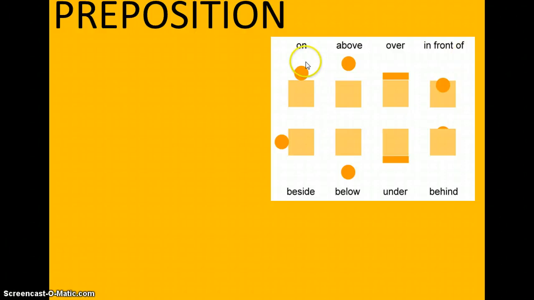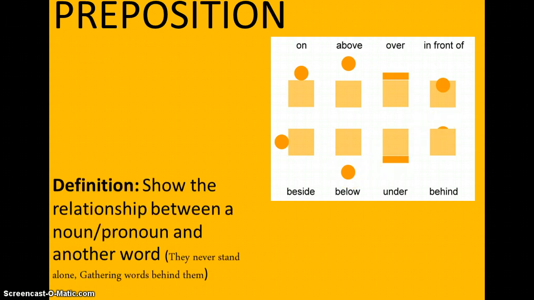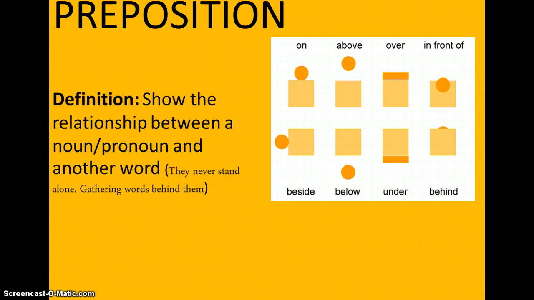So you can be on the box, you can be above the box, you can go over the box, you can be in front of it, you can be beside, you can be below, you can be under, you can be behind. These are all examples of prepositions. The actual formal definition of a preposition, which you should write down, is that the preposition shows the relationship between a noun and pronoun and another word.